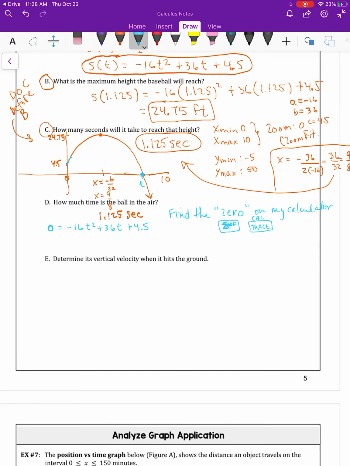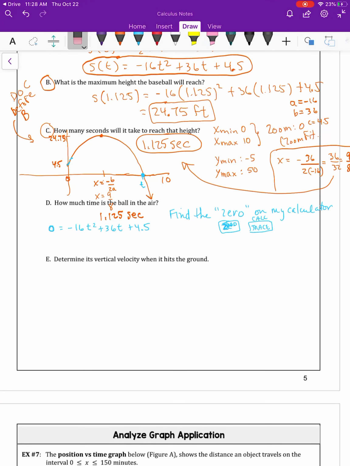Trace, calculate. So the second one is the blue key. And when you hit that blue key, it actually takes you to calculate, which is on top of the trace. So second trace, and then you get a menu, and you pick number 2, 0, because we're going to find the 0. And then it asks you for the left bound.